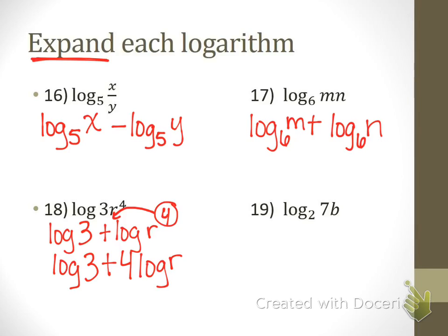Questions about it? Concerns, confusion? Warm, fuzzy feelings? Yes. All right, on 19, which property can we use? Multiplication. The product property, yes. So we are going to split this into what type of problem? Addition. Log base 2 of 7 plus log base 2 of b.